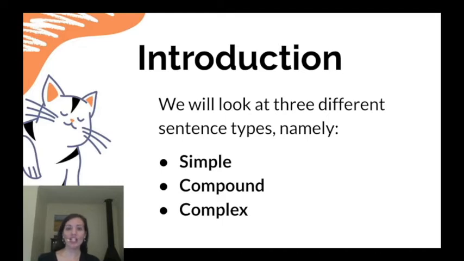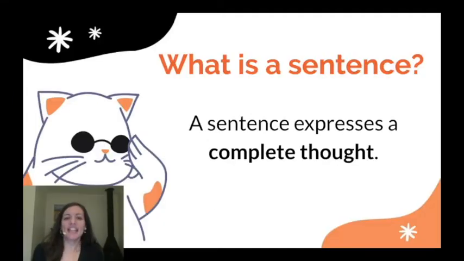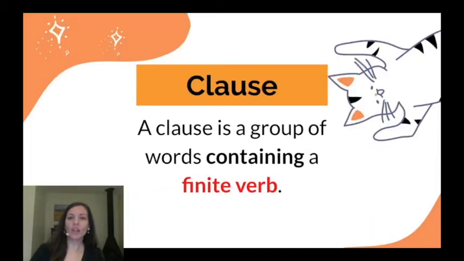Right, today we're going to look at 3 different sentence types, namely simple, compound, and complex sentences. There are a number of ways that we can choose to talk about sentences. This is the way that we're going to be focusing in on in this video. What is a sentence? Well, a sentence expresses a complete thought. And in order to understand whether or not a complete thought has been expressed, we look for what we call clauses. Now, a clause is a group of words containing a finite verb.